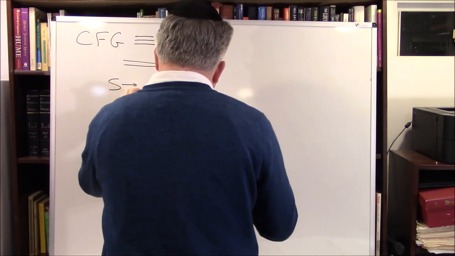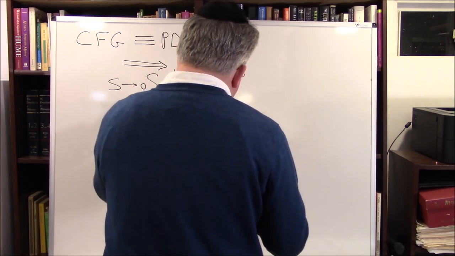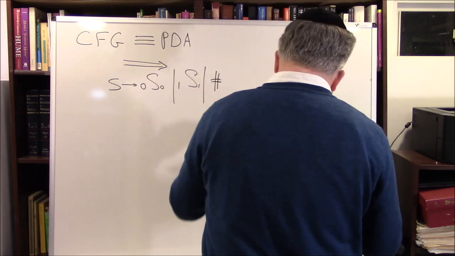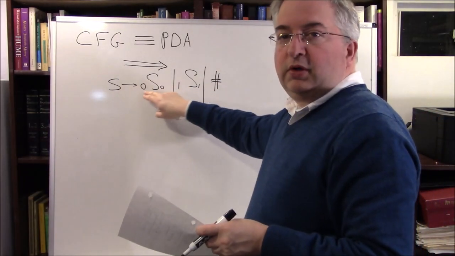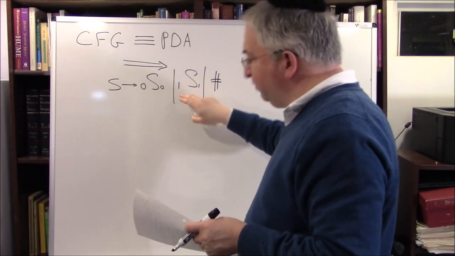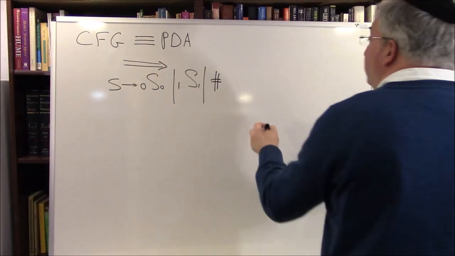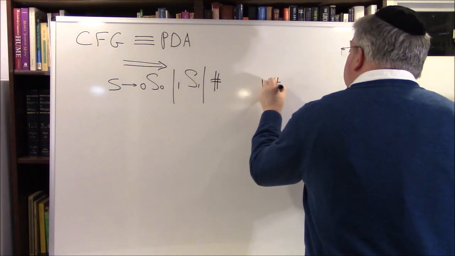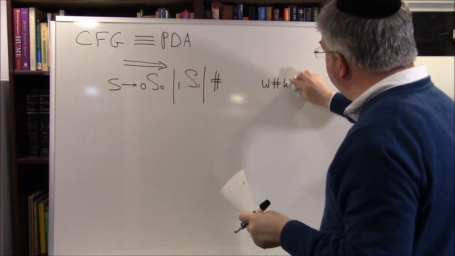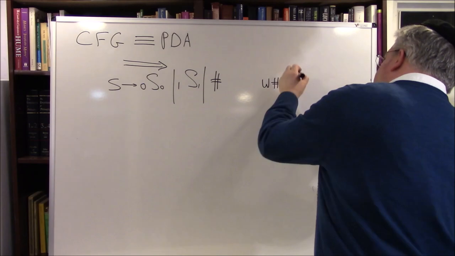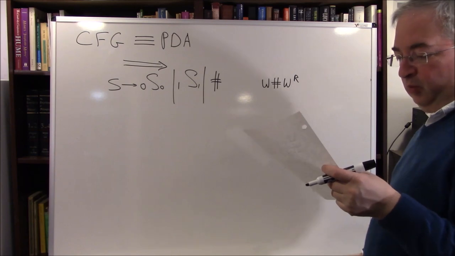S goes to 0S0 or 1S1 or number sign. So basically, when you start with a 0, you end with a 0. When you start with a 1, you end with a 1. And you have a number sign in between. This is a palindrome, but it's a special type of palindrome. They look like this: a word followed by a number sign, followed by the word in reverse. Okay, and I want to show you how it works.